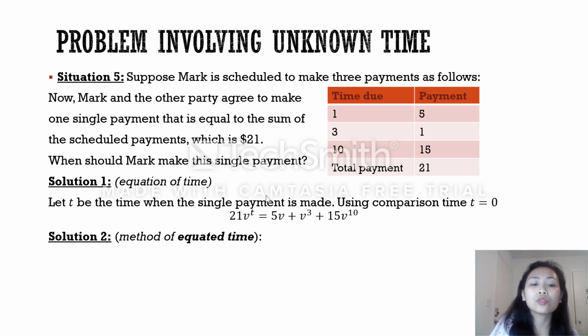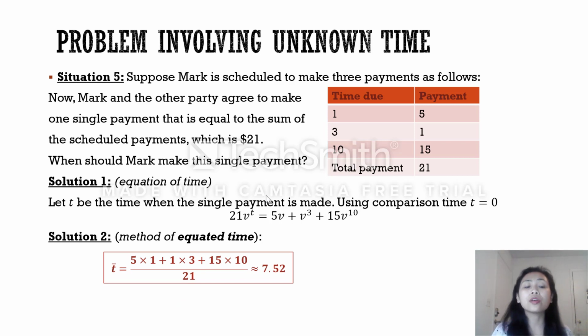That's why we need another solution, that is the method of equated time. In this method, we are going to use the arithmetic mean. We multiply each payment by its time due, add them together, and then divide by the sum of payments, the total payment. So here 5 is the first payment at time due 1, 1 is the second payment at time due 3, and 15 is the third payment at time due 10. So we take 5 times 1 plus 1 times 3 plus 15 times 10, divided by 21 total. So the answer is approximately 7.52.